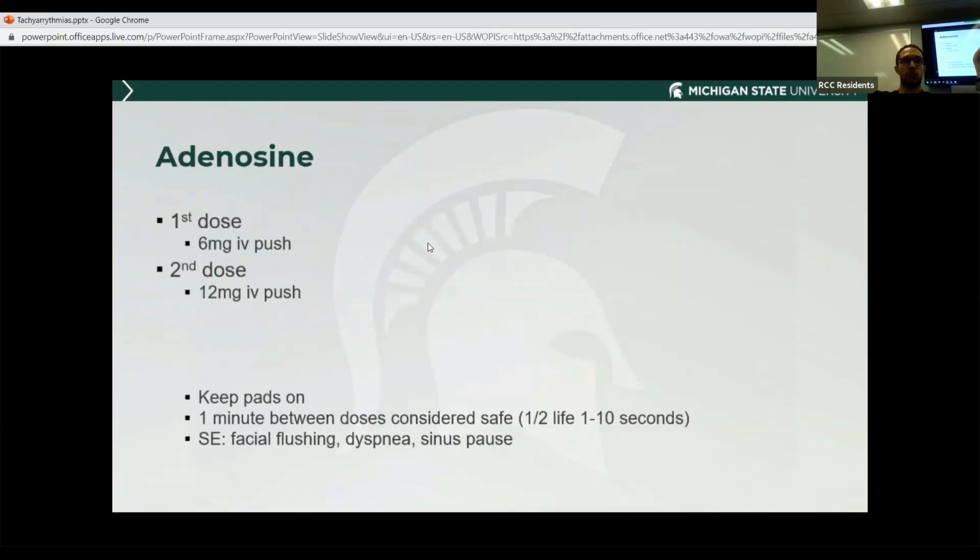Adenosine, you give a first dose of 6 milligrams IV push. If you don't see an effect, give another 12 milligrams IV push. And guidelines say you can give a third dose of 18 milligrams. I never got to use it, and I don't know if anyone used it before. You always talk to the patient about the side effects. Adenosine will cause significant facial flushing. It can cause shortness of breath and dyspnea. So talk to your patient about it before you give it. And it will cause a sinus pause because it's a potent AV blocking agent. It will completely block the AV node. So talk to your patient about the effects you will see from the adenosine.